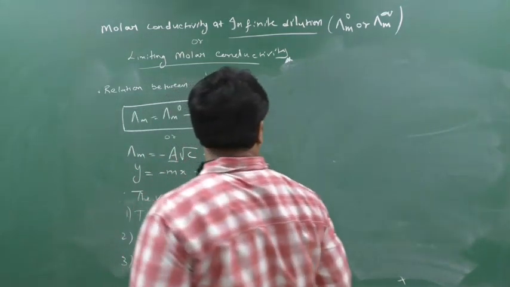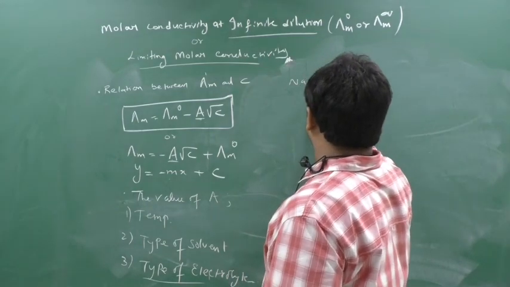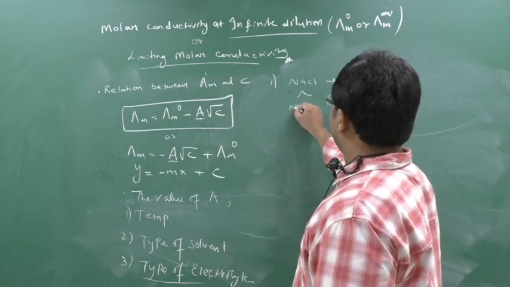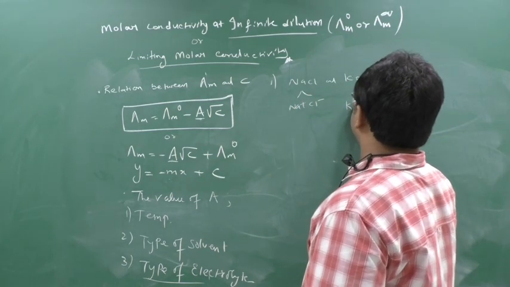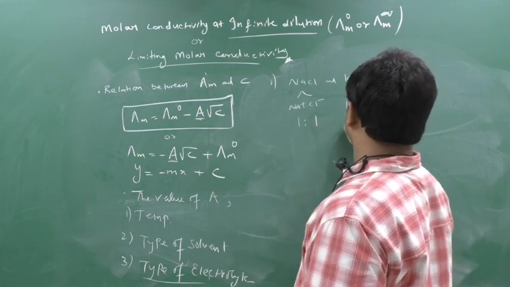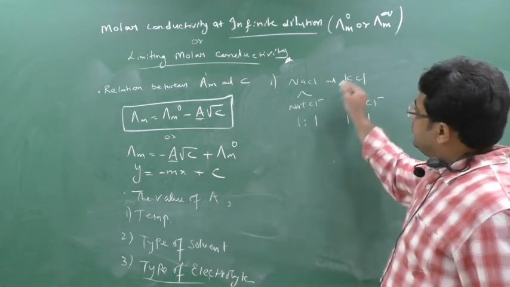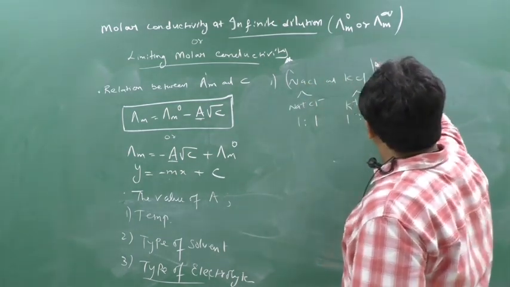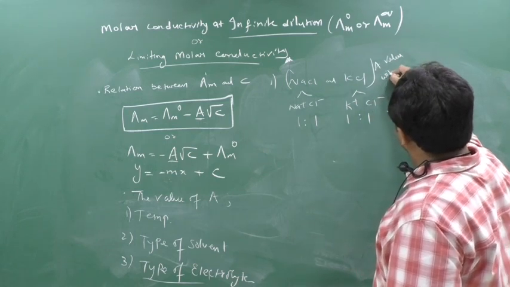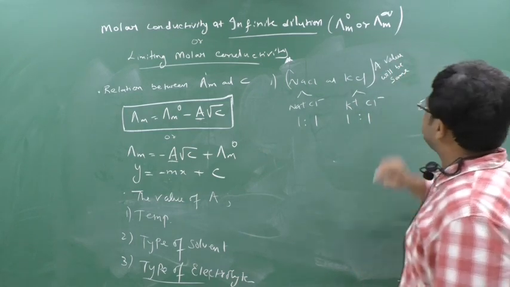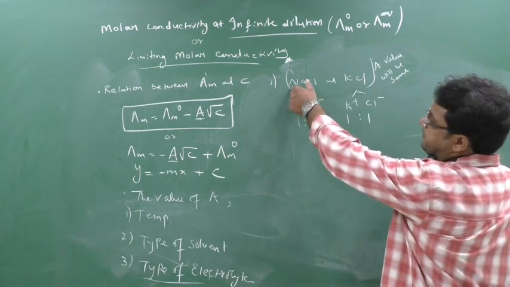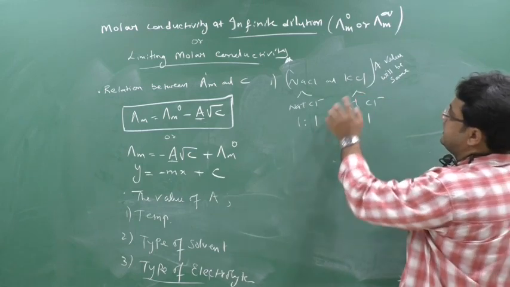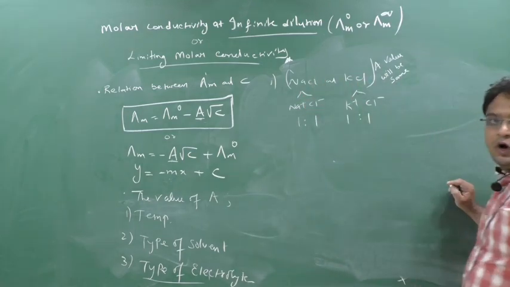So what is this type of electrolyte? Suppose NaCl and KCl. This is the same type of electrolyte. Why? Because Na plus Cl minus and K plus Cl minus are in a 1:1 ratio. So the A value will be the same for the same type of electrolyte. NaCl breaks into Na plus Cl minus, KCl means K plus Cl minus, so 1:1, 1:1. The A value will be the same for these two.